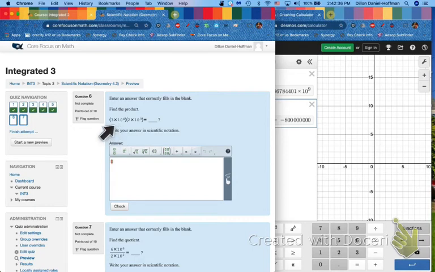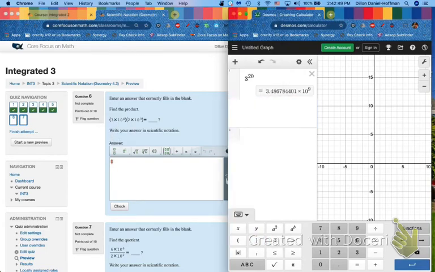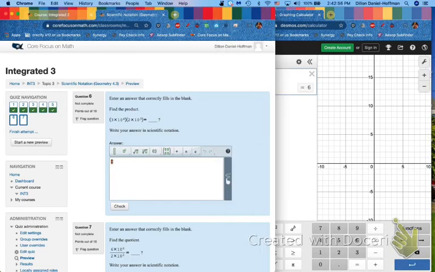Take your first 2 numbers. So I've got 3 and 2. Basically, your 2 numbers that do not have your times 10 to the some exponent. And you're going to multiply them together. So 3 times 2. And I'll even write that out here to be really explicit. 3 times 2, 6. So I type 6.